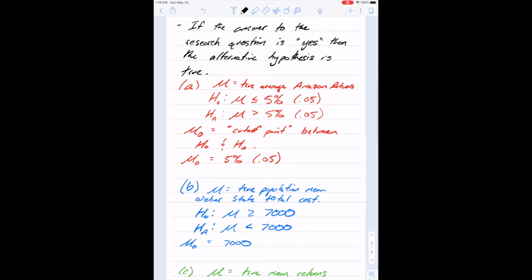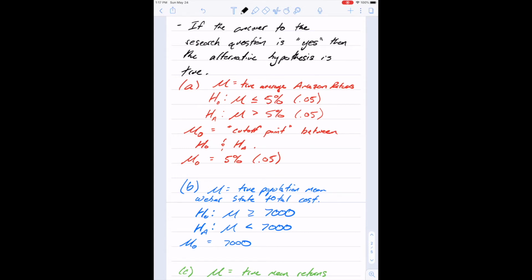If the answer to that is no, then the null hypothesis will be true. So H0, our null hypothesis, is mu is less than or equal to 5%, because that would mean the true average Amazon returns are less than or equal to 5%, and the answer would be no. On the other hand, the alternative hypothesis is true if the answer is yes. So for the alternative hypothesis, mu, the true average Amazon return, is greater than 5%.